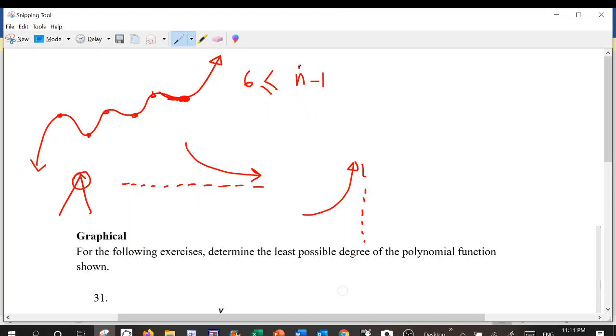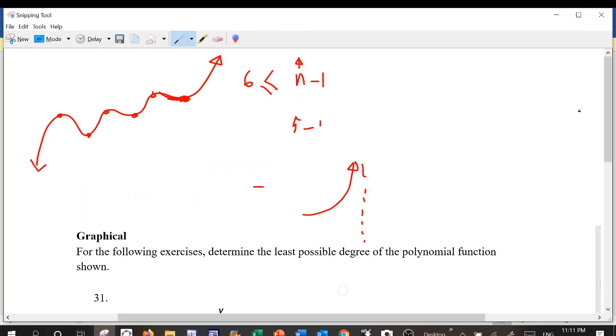So what should the degree be for this rule to make sense? Well, it looks like the degree here has to be 7, because anything less than 7, let's say n is 5, 5 minus 1 is 4, and 6 cannot be smaller than 4, right? So with this theorem, we can figure out that this has to be at least 7th degree. Why? Because it has 6 turning points. So that's the idea of the number of turning points.